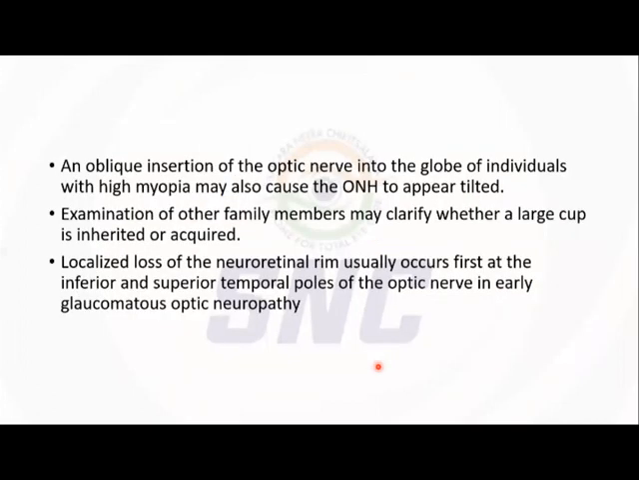An oblique insertion of the optic nerve into the globe in individuals with high myopia may also cause the optic nerve to appear tilted, and examination of other family members may clarify whether a large cup is inherited or acquired. Localized loss of the neuroretinal rim usually occurs first at the inferior and superior temporal poles of the optic nerve in early glaucomatous optic neuropathy.